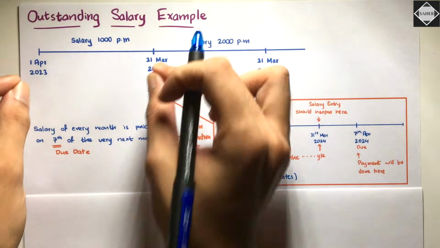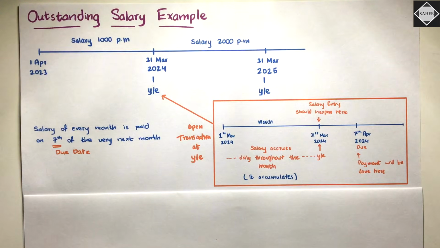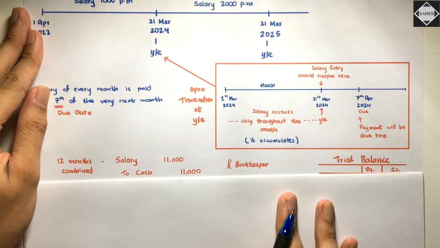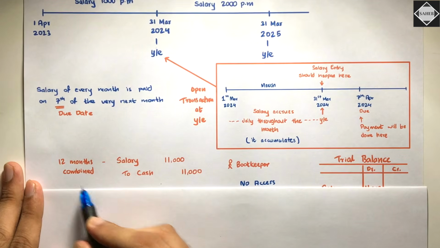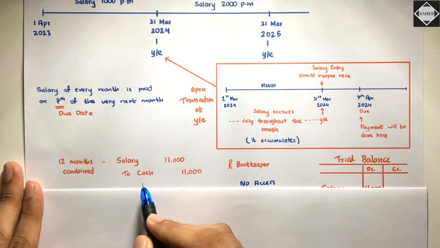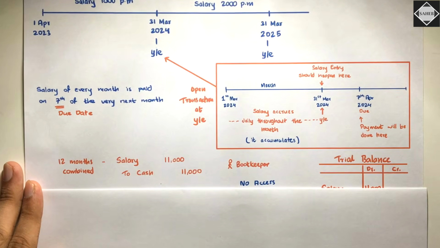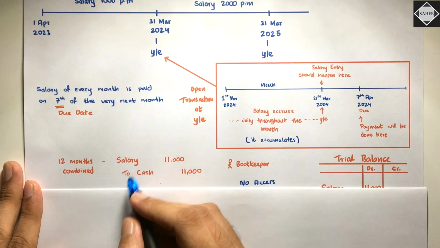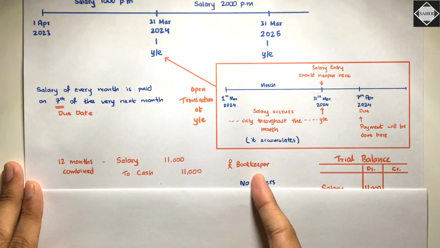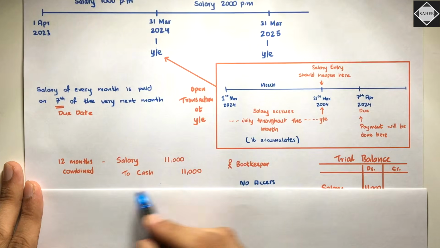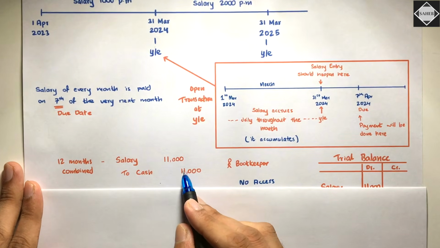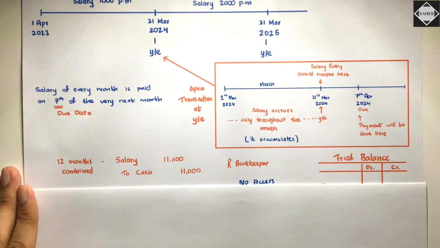So that 11 months salary is recorded by the accountant. See here, 12 months combined. Salary account debit to cash. Every month on the 7th, the bookkeeper is recording salary to cash. So in combination, they have recorded 11,000. Why 11,000? Why not 12,000, sir?